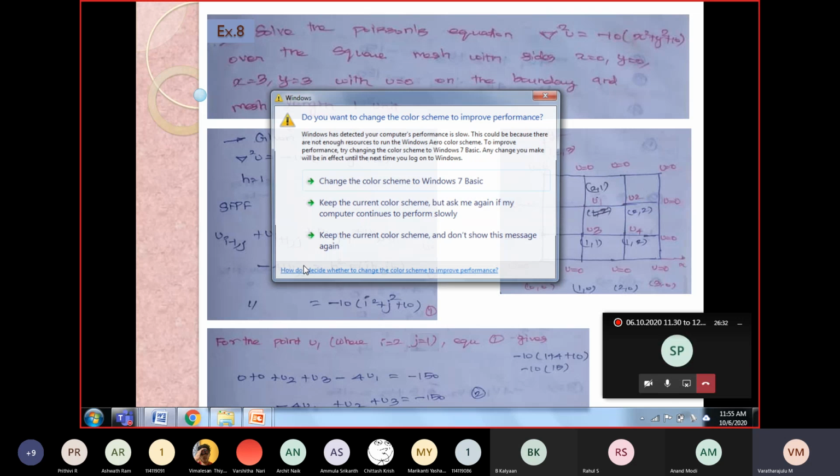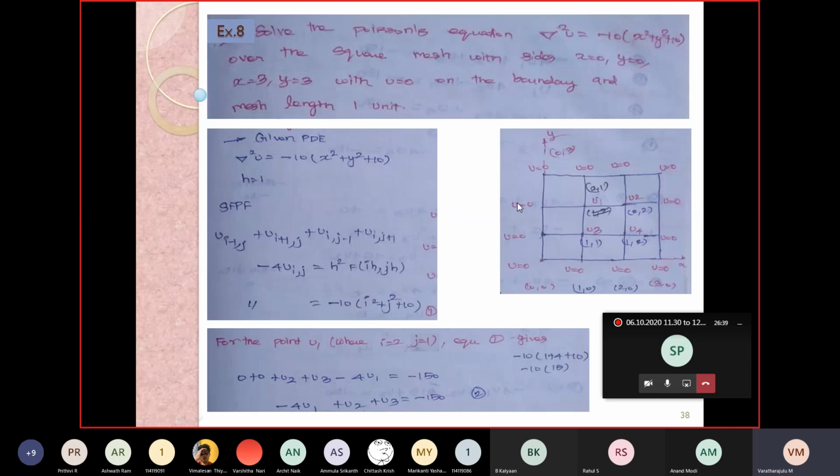0, 0, u2 plus u3 minus 4u1 is equal to, while applying i is equal to 2 and j is equal to 1, we have 1 plus 4, which becomes 5, and 10 into 5 becomes 50, plus 10 gives 150 in total. Therefore, we get equation number 2 as minus 4u1 plus u2 plus u3 is equal to minus 150.